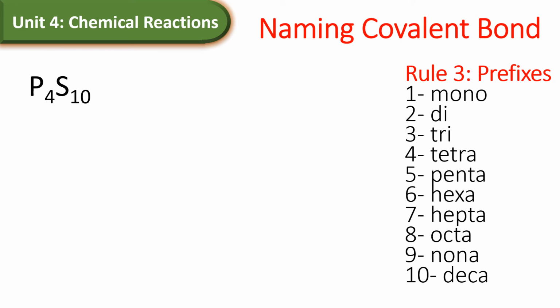Now you can pause this video and think of the name of this compound. Okay, let's check. So again, what's rule number 1? So we have to write the element names. So we have P. What is P? We have your phosphorus. And the second element is your sulfur. So using your second rule, change it into IDE. So your sulfur becomes sulfide.